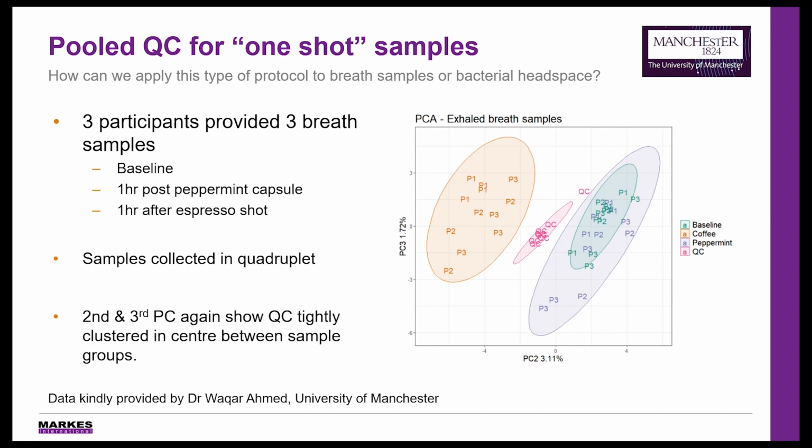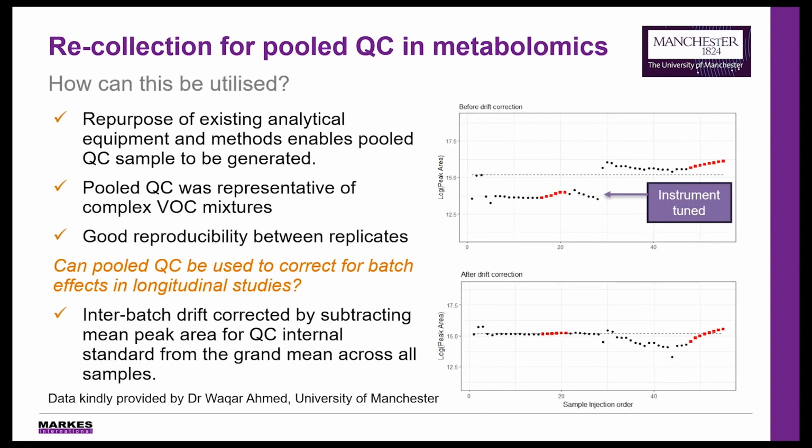So this example has shown how the instrumentation can be used in this manner to create a pooled QC containing a representative VOC profile of real samples, and with good reproducibility. But what about its usefulness for longer-term studies?